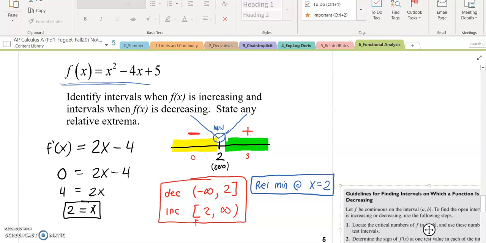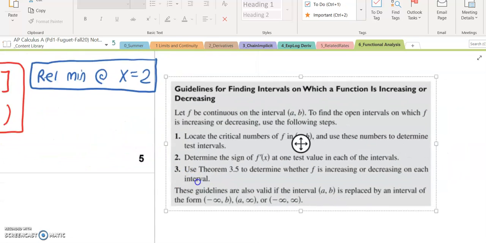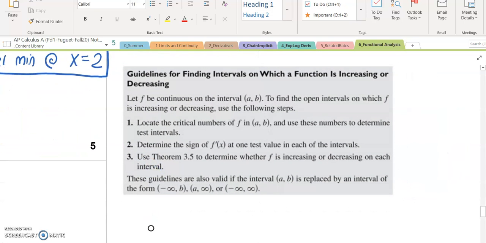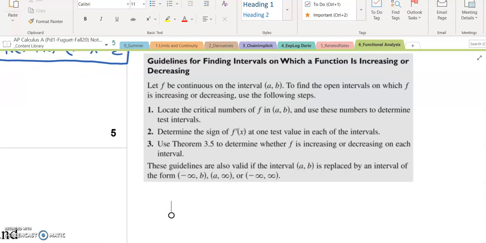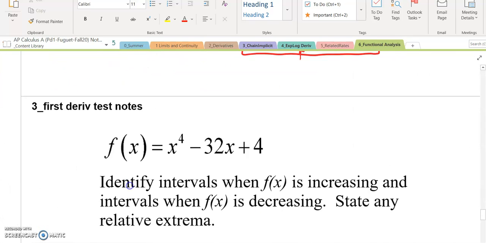In terms of finding the steps for this, this is earlier on in the notes, but just to recap, we want to locate all critical numbers, and critical numbers are where the derivative is equal to 0 or undefined. We will then identify those changing points. We will then determine the sign of the derivative in between those intervals of the critical points, and then we can decide whether it is increasing or decreasing across that interval.